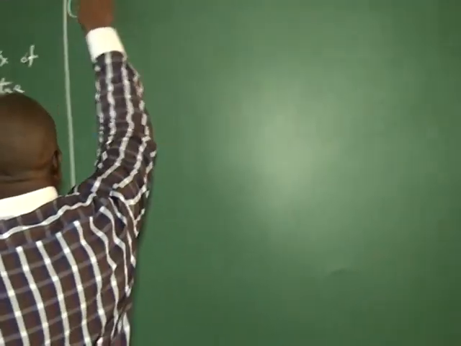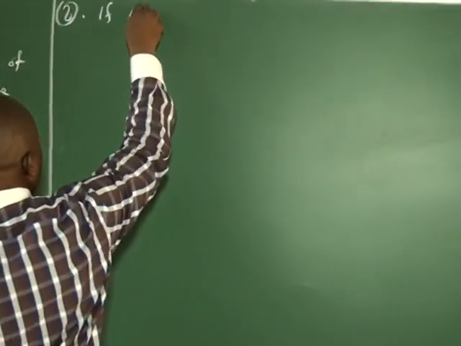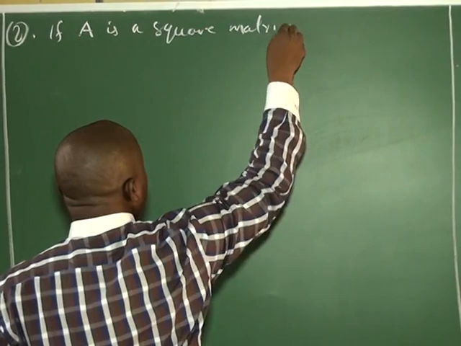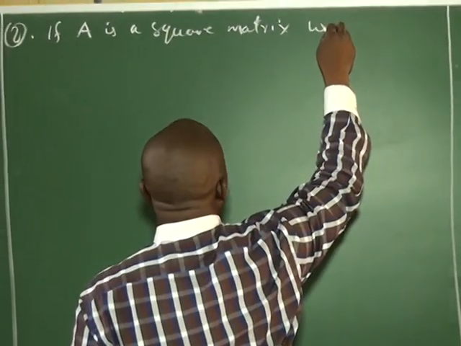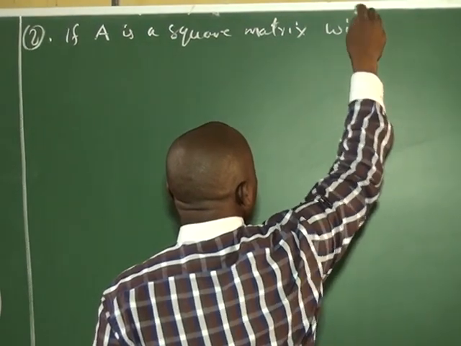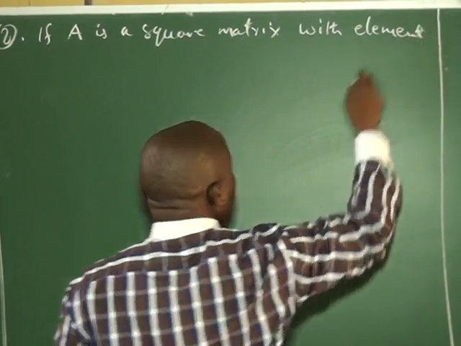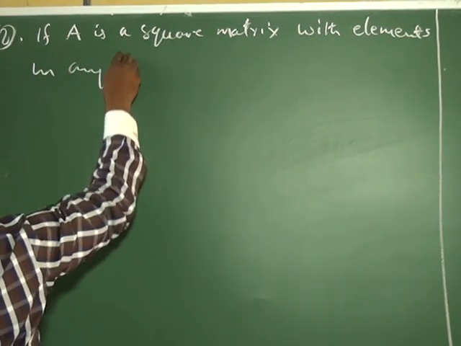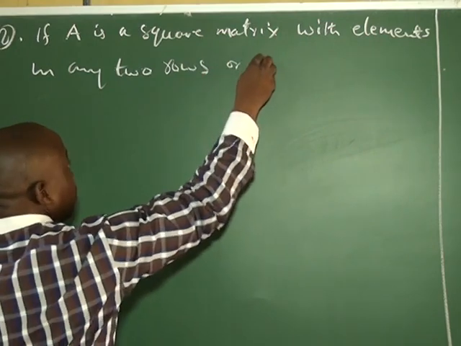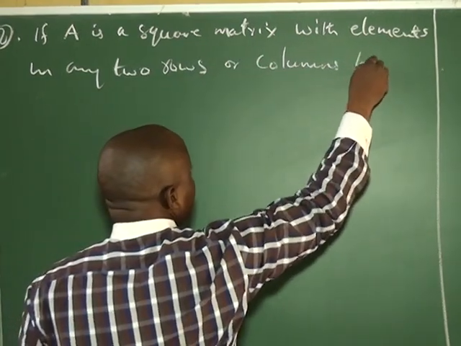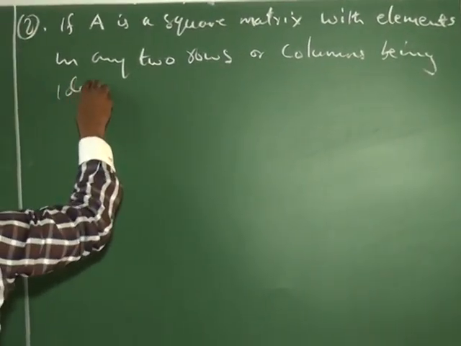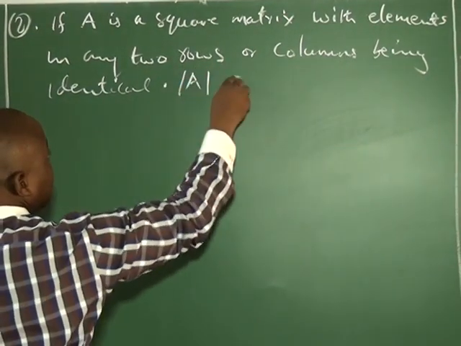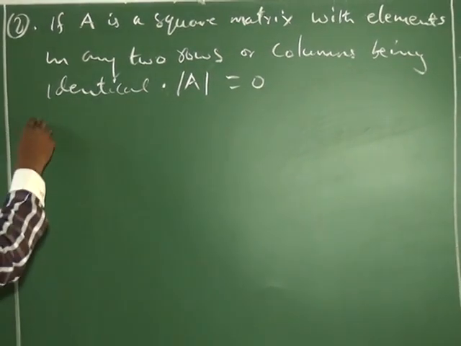There is another property, number 2. If A is a square matrix with elements in any 2 rows or columns being identical, the determinant of A will be equal to 0. And look at the example.